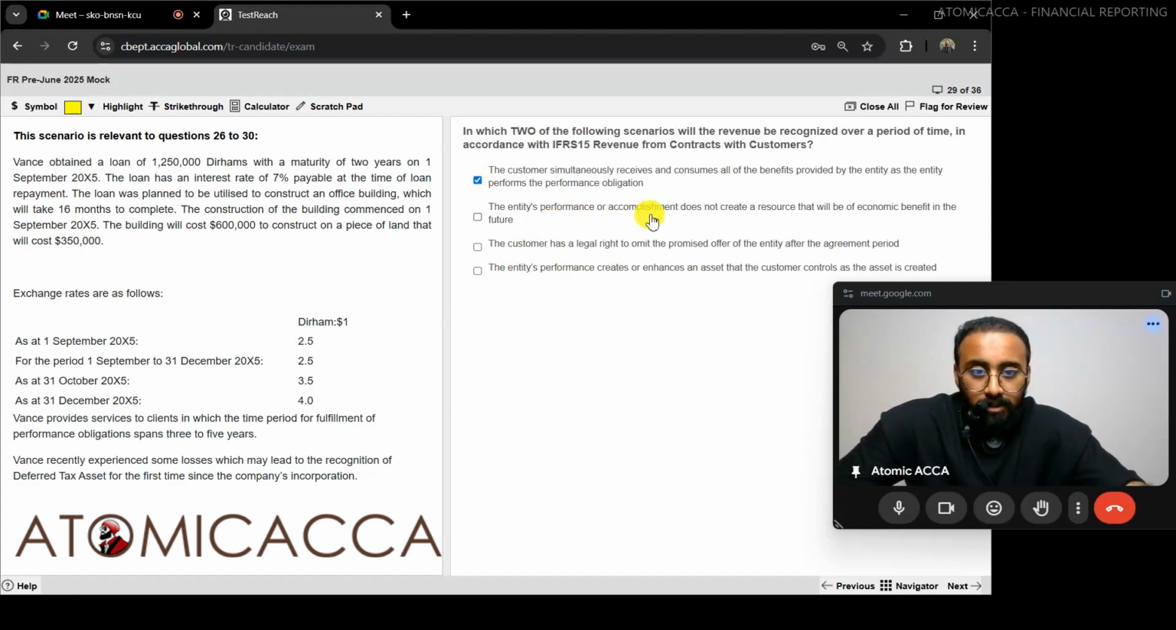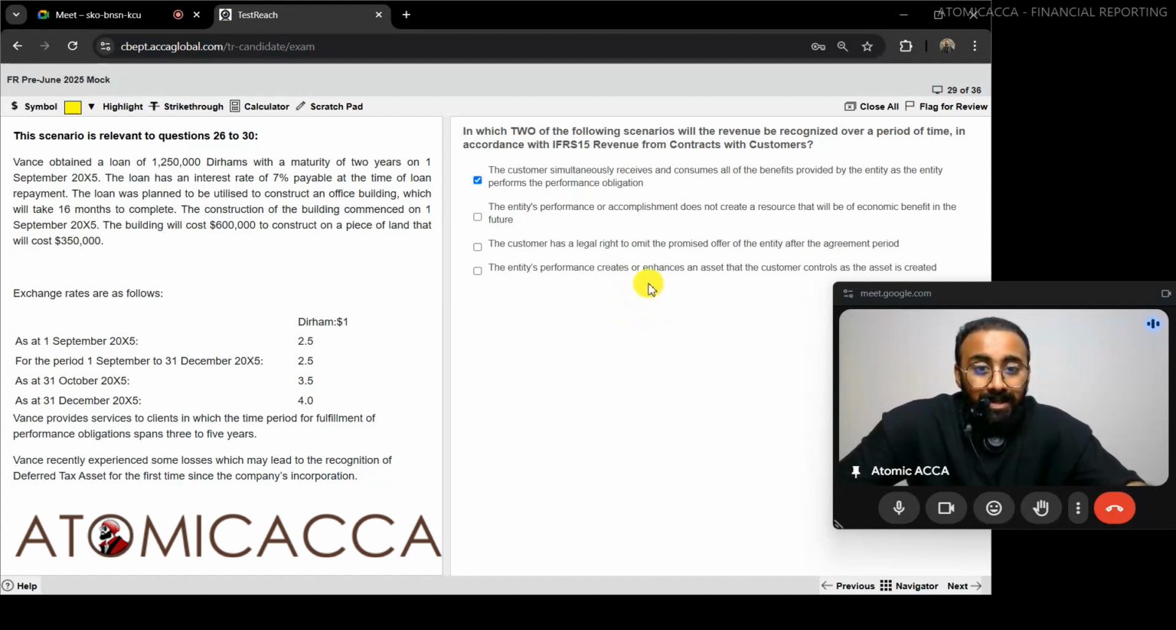The entity's performance or accomplishment does not create a resource that will be of economic benefit in the future. If there's no economic benefit in the future, then from the customer's point of view, they're not liable to pay anything, so there's no actual revenue happening there. So that's out. The customer has a legal right to omit the promised offer of the entity after the agreement period, which means they can basically cancel the contract and just walk off. So in that case also I cannot record a revenue. So that is also out.